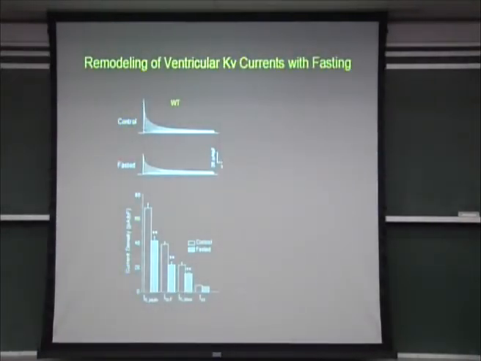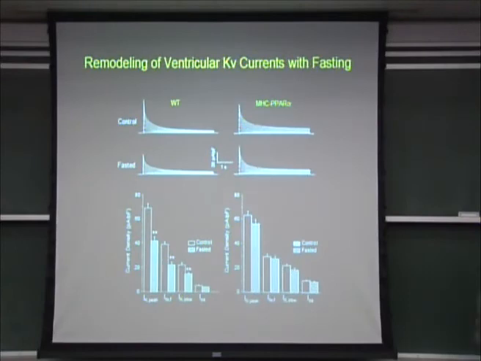And then finally, I'll just show you another example of very rapid remodeling of potassium channel currents. And here we just focus on the left part of the slide. In wild-type mice, isolated from animals allowed to eat normal chow versus animals that are fasted, we see marked attenuation of potassium currents. And interestingly, the steady-state current that I mentioned is upregulated in the MHC PPAR mice is not affected at all, and all the other currents are diminished.